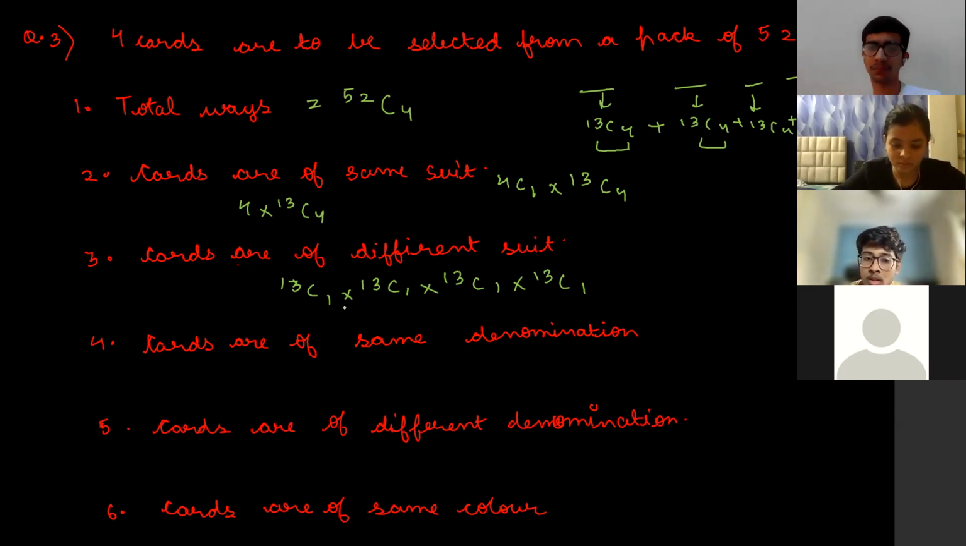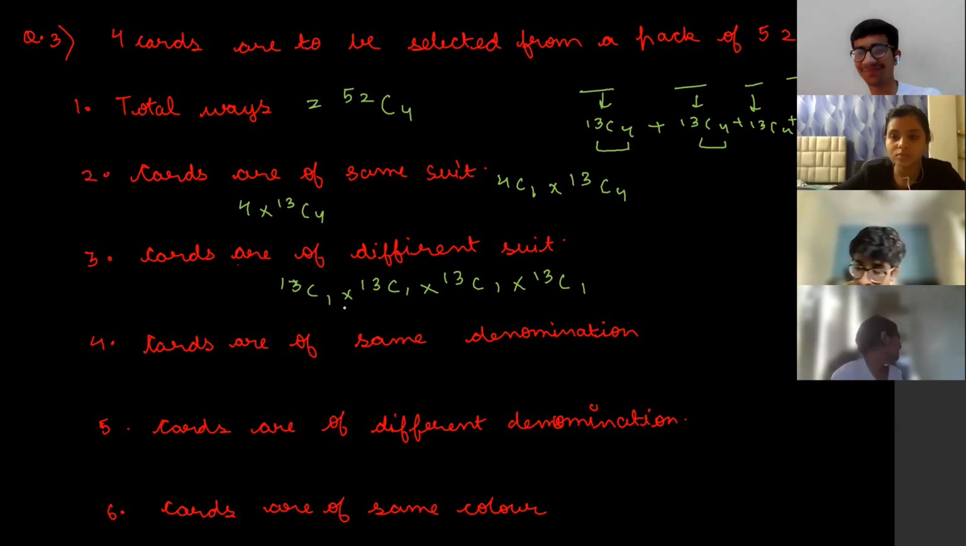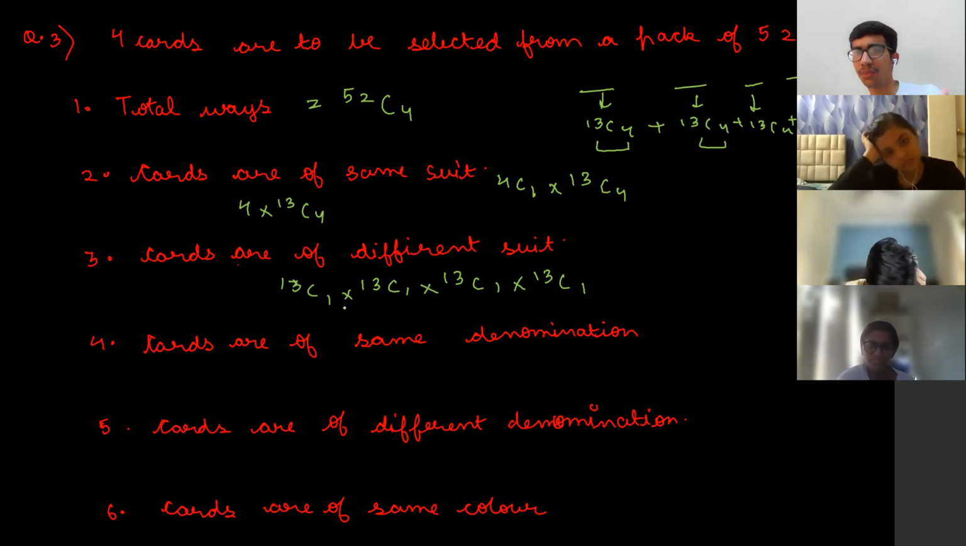So what do you mean by denomination? Oh, same question. Denominations are, let's say you have ace. So ace is a denomination. There are 13 denominations possible, like ace, 2, 3, 4, 5. These all are denominations.